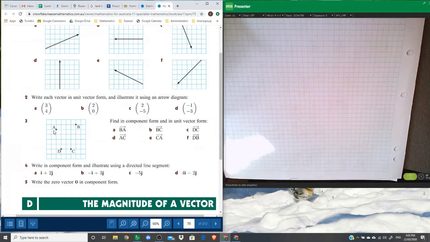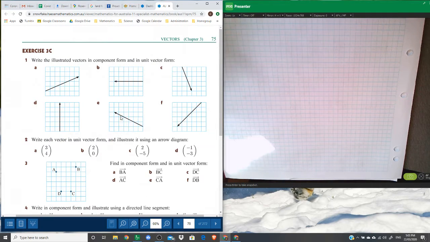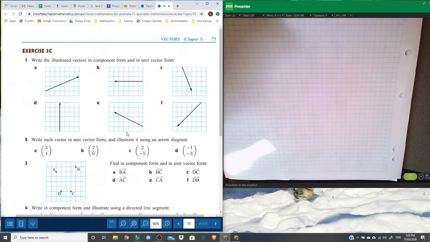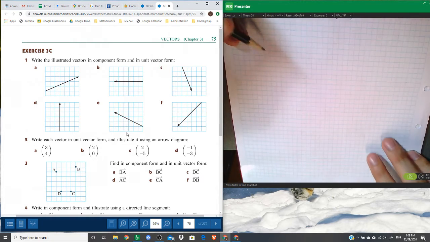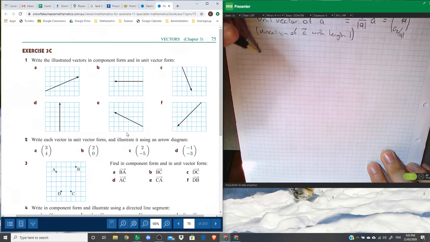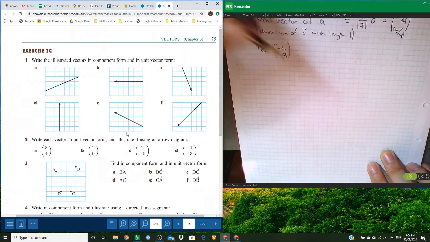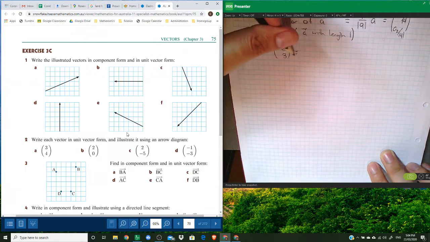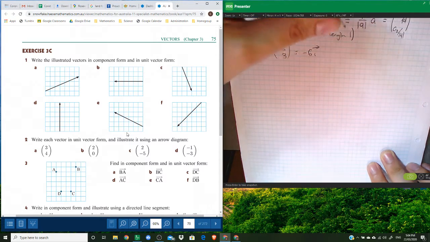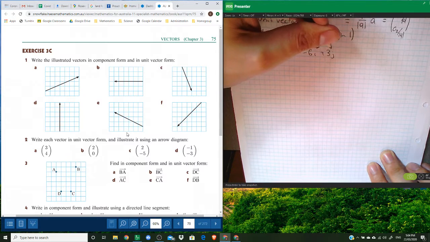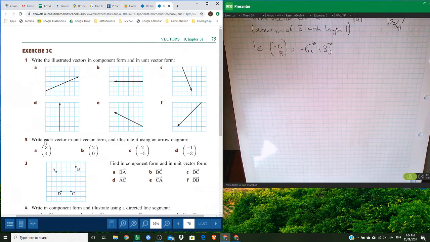It's the same basic thing for each of these. For example, you could say E here is -6 and positive 3. So you'd write that as -6, 3. And that's it. If you want to write it in unit vector form, then it's -6i plus 3j.